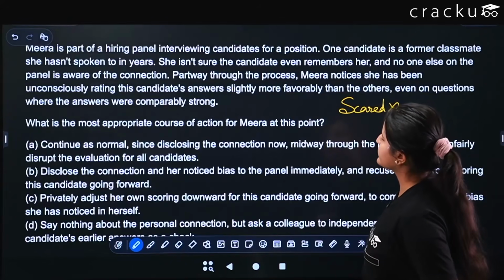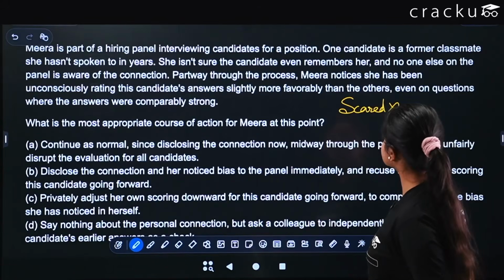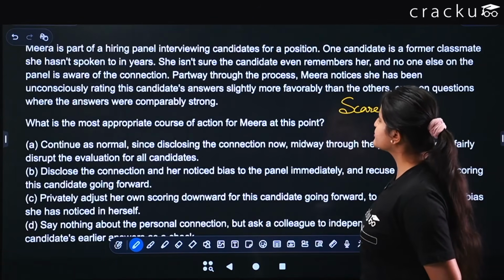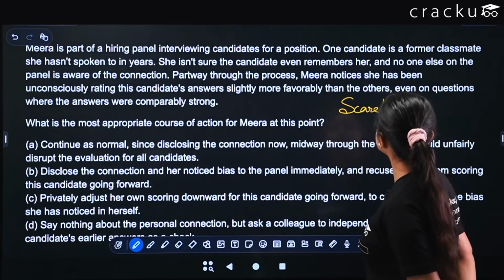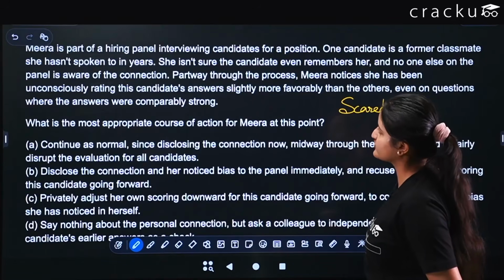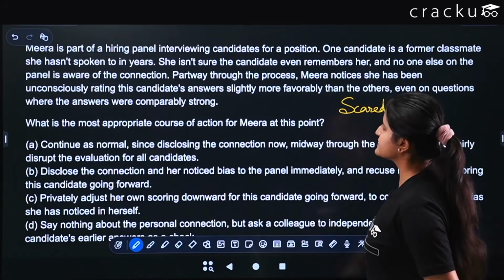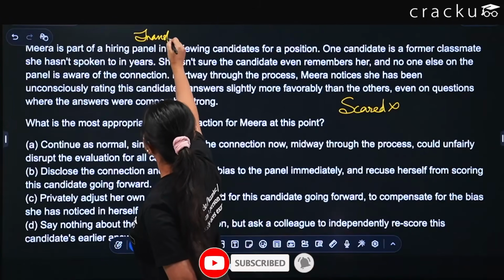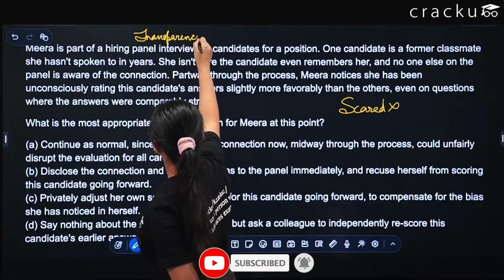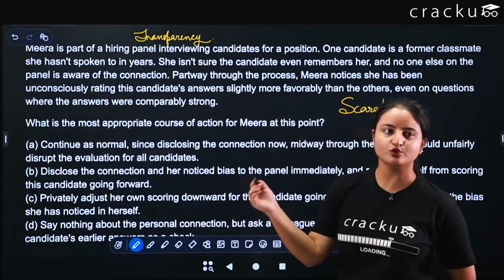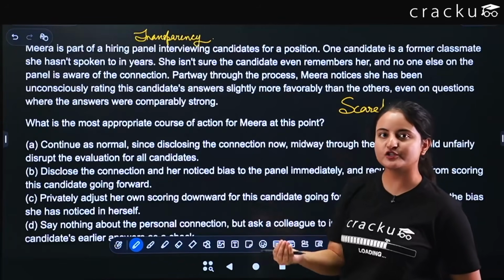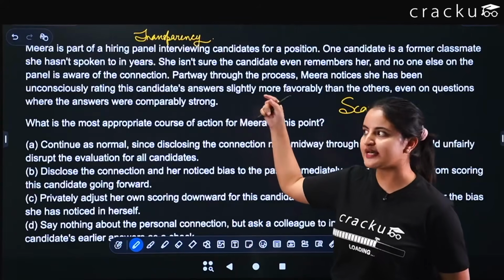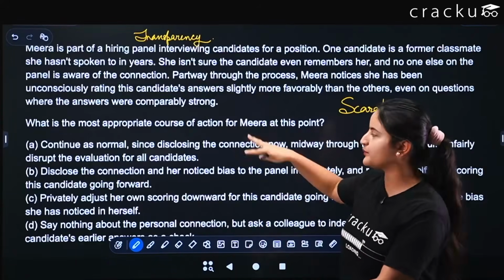Meera is part of a hiring panel interviewing candidates for a position. One candidate is a former classmate she hasn't spoken to in years. She isn't sure the candidate even remembers her, and no one else on the panel is aware of the connection. Partway through the process, so here while we are reading, we know that this transparency angle is coming, that there is something she knows, and even the situation is like nobody would ever find out, but there should be this responsibility of informing, right? That's what we studied. That is why studying the basis is very important.